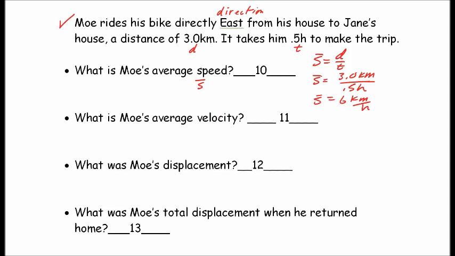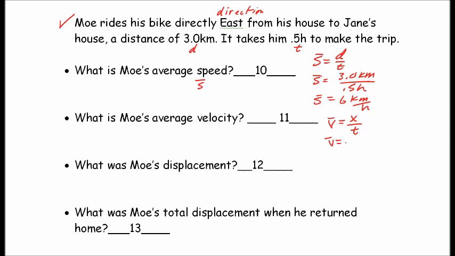What is Mo's average velocity? Now there is something different about velocity than speed. Remember that velocity is calculated with displacement, not distance, and displacement has a direction, and we have a direction here. It is east. And so to calculate the average velocity equals displacement divided by time.